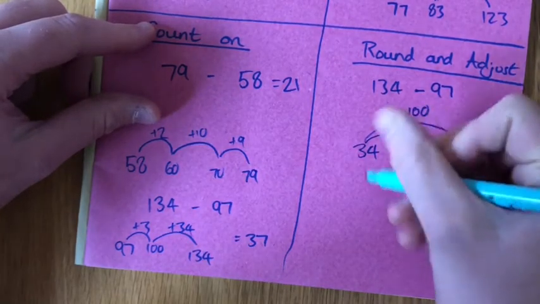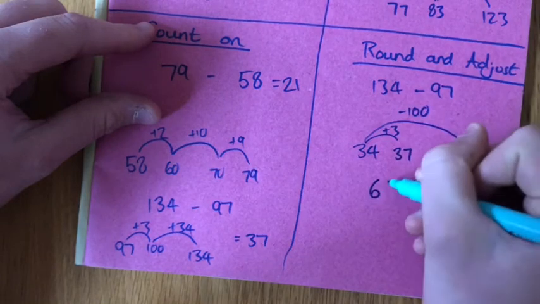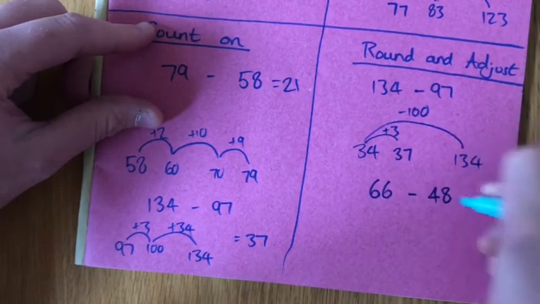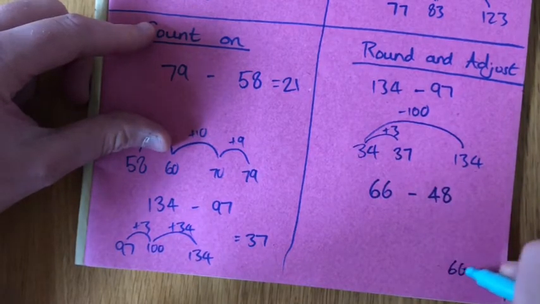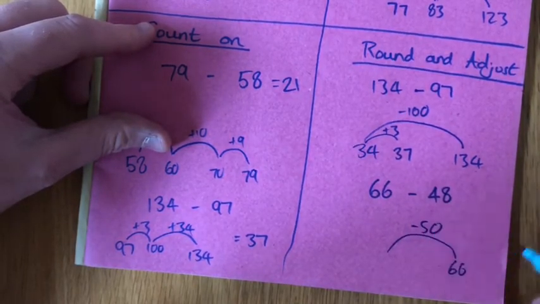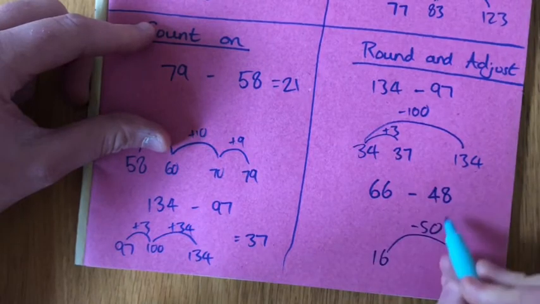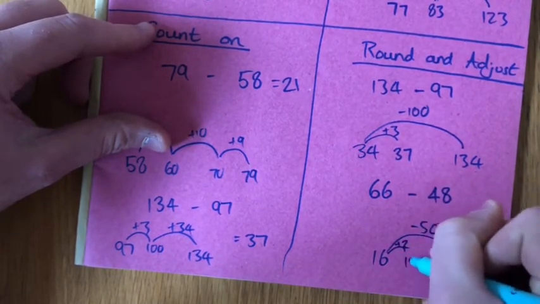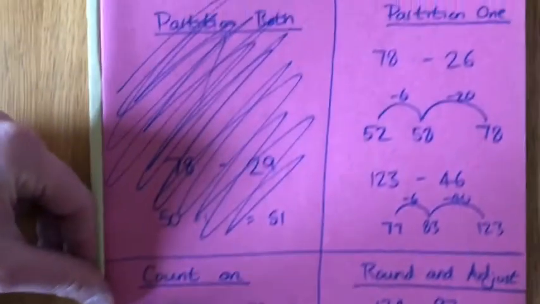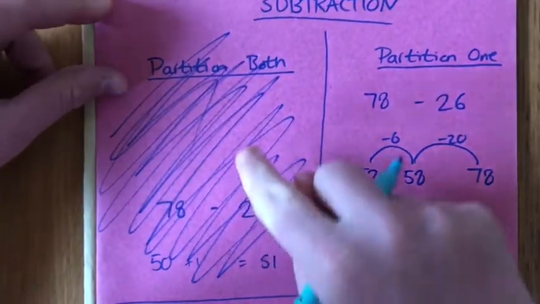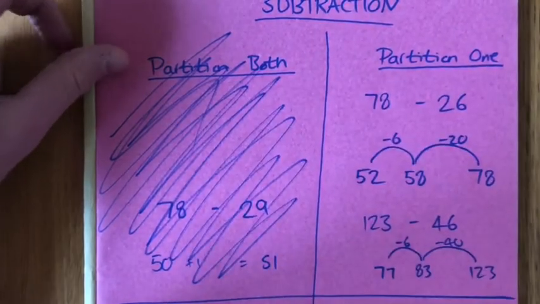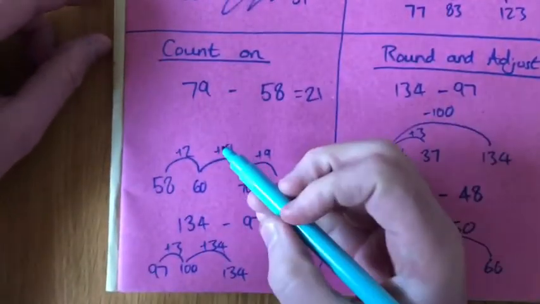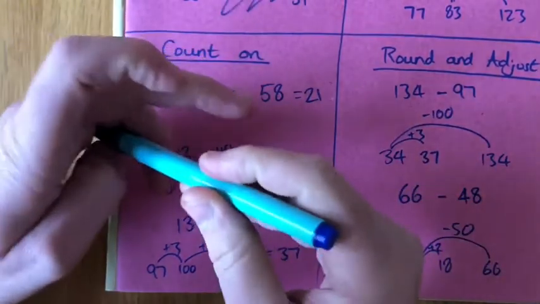Or I might have something like 66 take away 48. Well, that's very close to 50. So actually, if I do 66 take away 50, that'll get me to 16. But then I took away too many, so I need to add 2 back on, which gets me to 18. So 4 methods for subtraction. There's only 3. Do not partition both. You'll go wrong. We can partition 1, we can count on, or we can round and adjust.